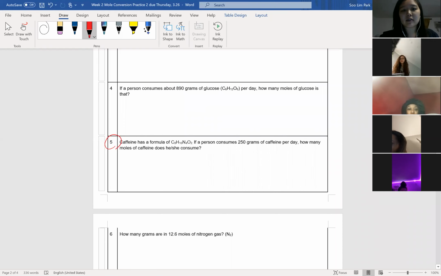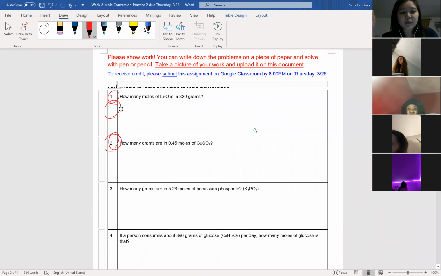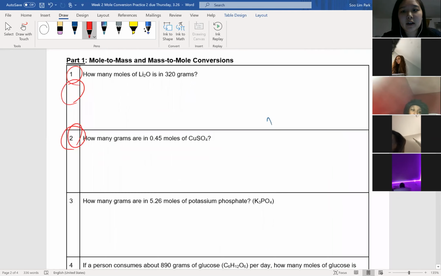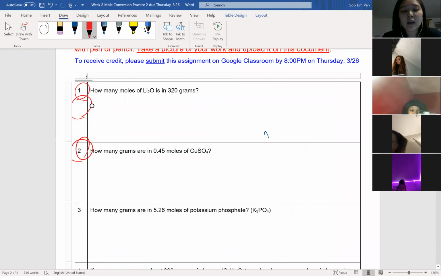Someone asked. All right, so how many moles of lithium oxide is in 320 grams? So here we're given grams.